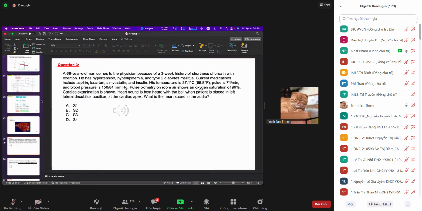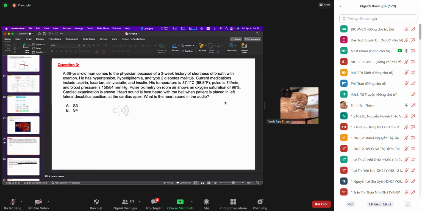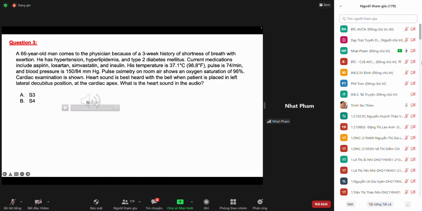Actually, for this case, I'm going to ask very quickly, what is the sound here? We're going to have the S3 and S4. Okay, can we remove S1? I eliminate 50%. Okay, you can hear it again. Yeah, thank you.